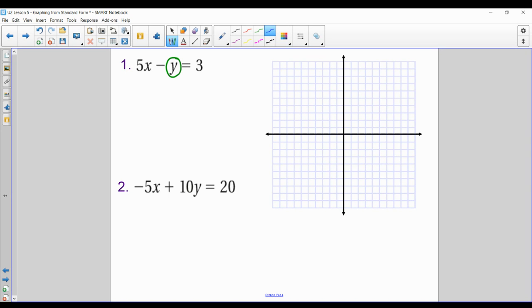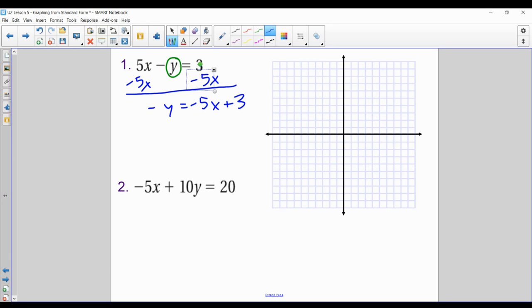Here it's positive, so I'm adding 5x. So to undo that, I need to subtract 5x. Whatever I do on one side, got to do on the other side. So I'm going to be left with the opposite of y, and I'm going to keep this x first, then the constant. So negative 5x plus 3, that puts it in mx plus b.